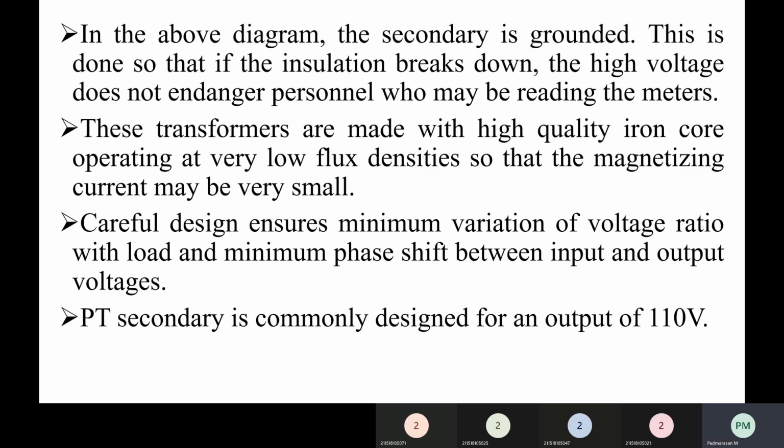These transformers are made with high quality iron core operating at very low flux densities so that the magnetizing current may be very small. Careful design ensures minimum variation of voltage ratio with load and minimum phase shift between input and output voltages. Potential transformer secondary is commonly designed for an output of 110 volt.